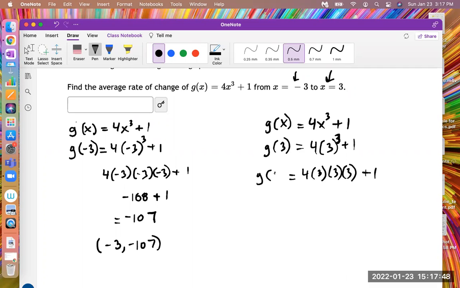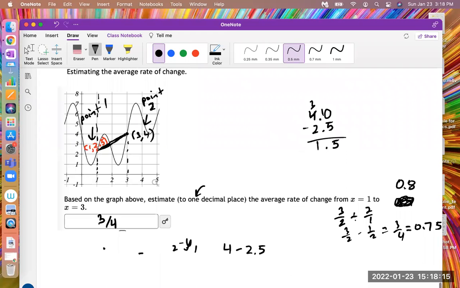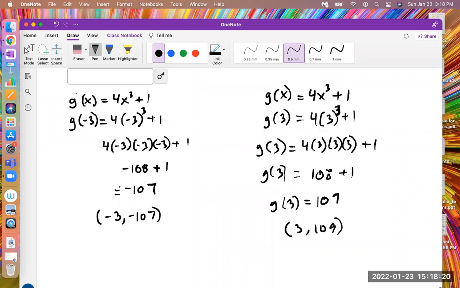So that's 27 times 4, which will be positive 108, plus 1, which will be 109. So the function value at 3, or the y value at 3, is going to be 109. So (3, 109). Now we have our 2 points.